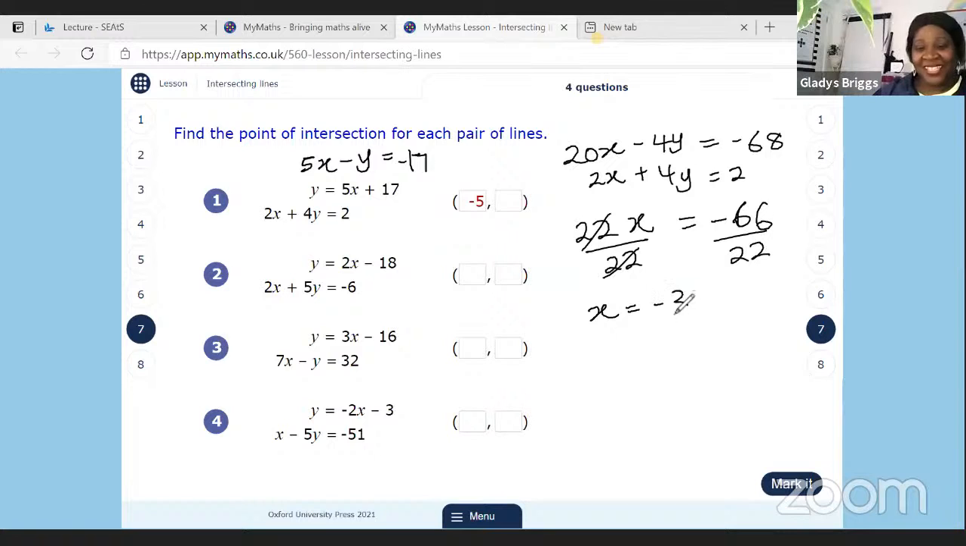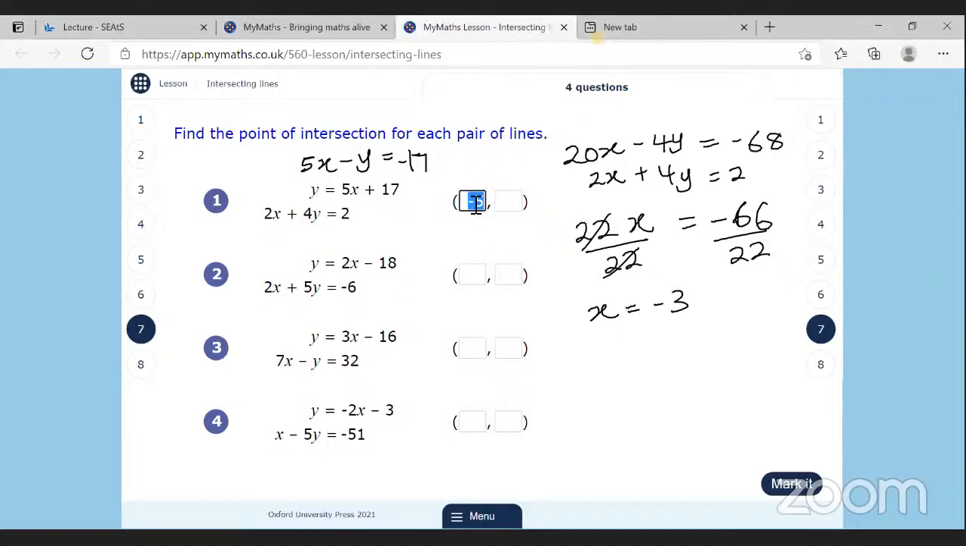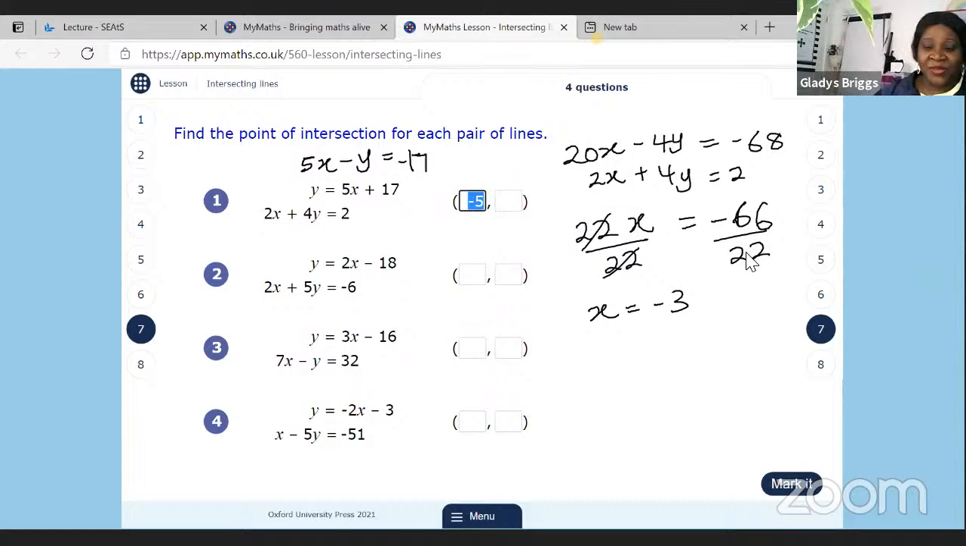X is equal to negative 3. Oh my gosh. Okay, we got it now. Miss, why negative 3? Negative 66 divided by 22. Yes, it's negative 3. Okay, so we got it now.